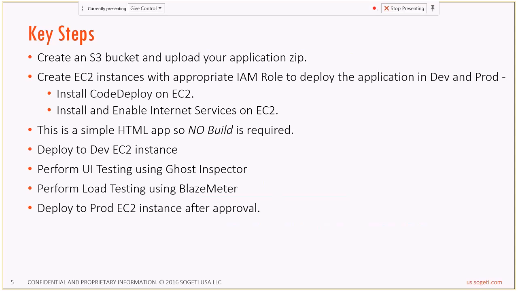And once we have our application downloaded from S3, we will be performing deployment on our dev EC2 instance. After that, we will be performing certain basic UI testing using Ghost Inspector, and we will also perform load testing using BlazeMeter. And finally, after receiving approval, we will deploy our code to our production EC2 instance. Now, these are the steps at a very high level, but what we will do now is look at all of these individual services and components, and then finally look at our pipeline.